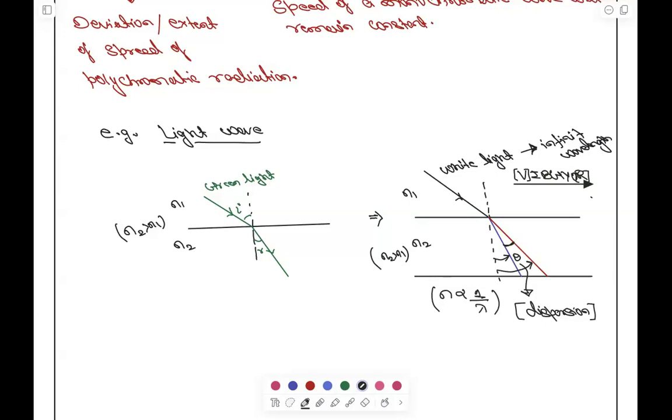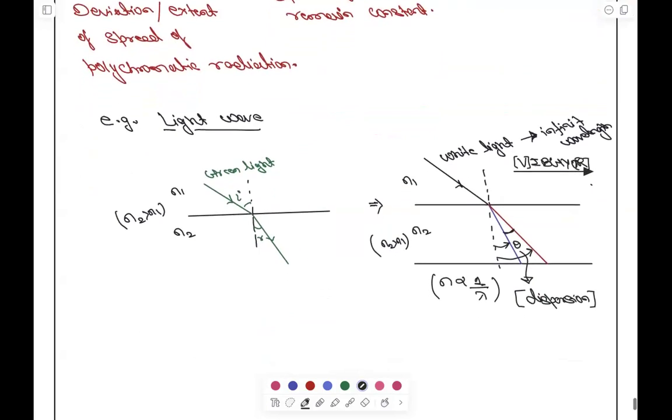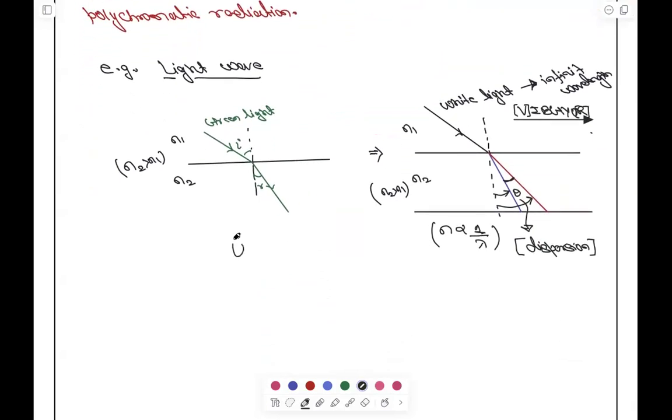How much is it spread? Simple meaning: what is the extent of this spread? That is called dispersion. So when a medium is non-dispersive, this theta will be 0. As theta increases, the dispersive power of the medium increases. When theta tends to 0, we can say that the medium is non-dispersive. That means if the medium is non-dispersive, can I say that it will not depend upon lambda?